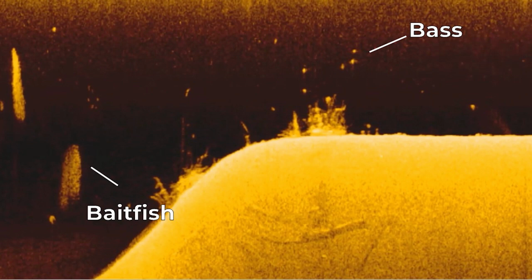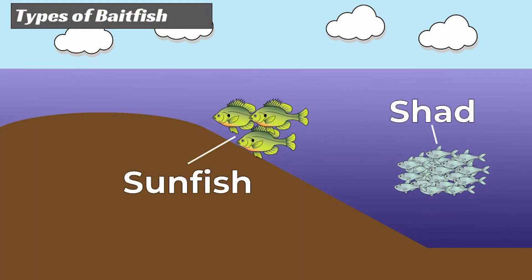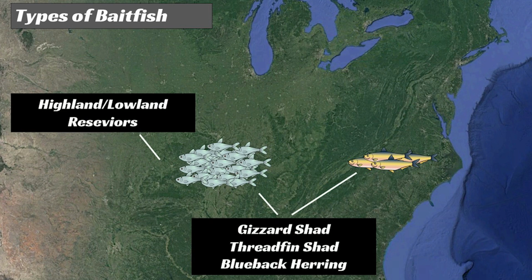The first and most accurate way to determine how deep you should be fishing offshore is by looking at how deep the bait fish are setting up on your fishery. Bait fish is kind of a catch-all term for the food that the bass are feeding on. For example, on a lot of highland and lowland reservoirs, the primary forage is going to be either gizzard shad, threadfin shad, or maybe blueback herring.